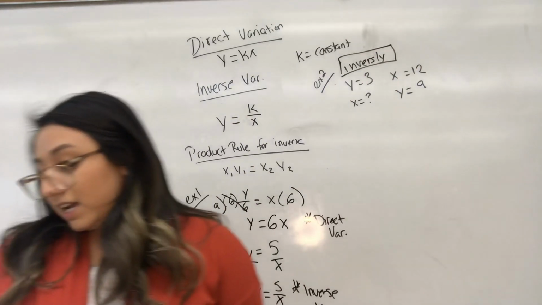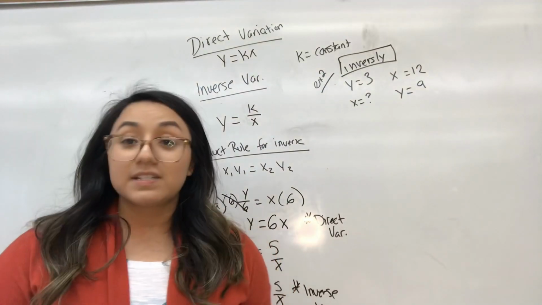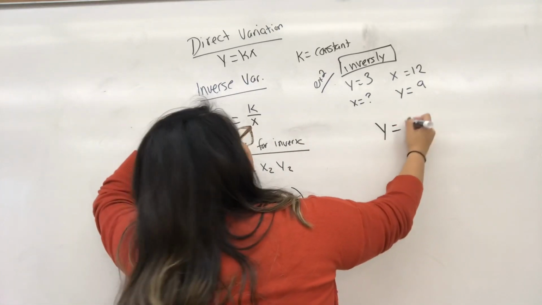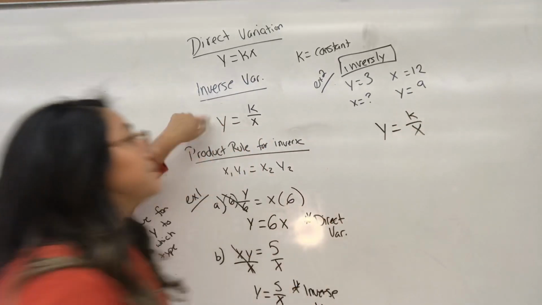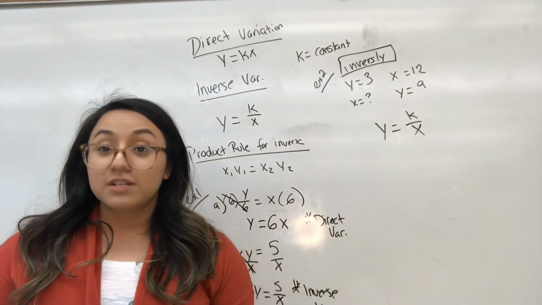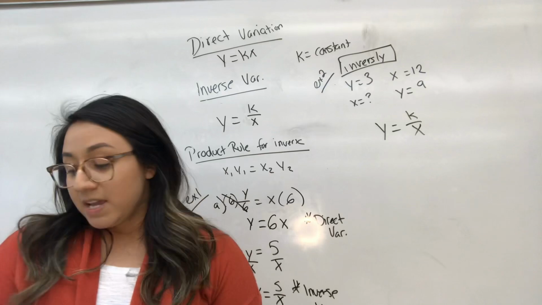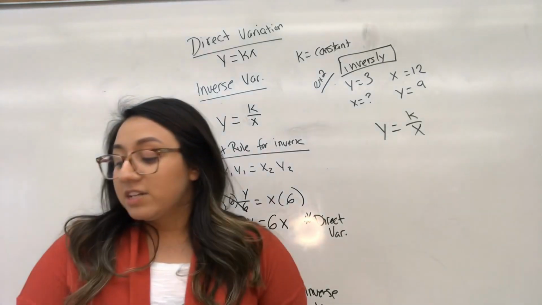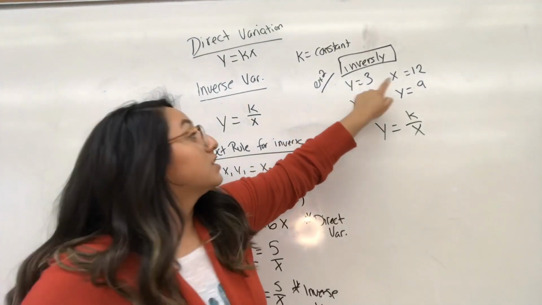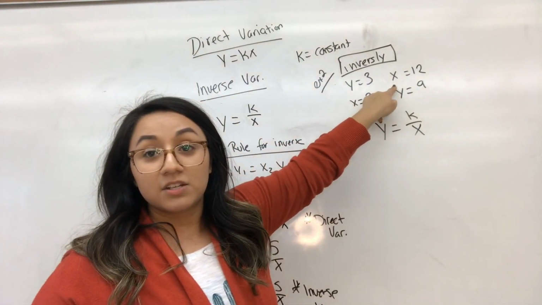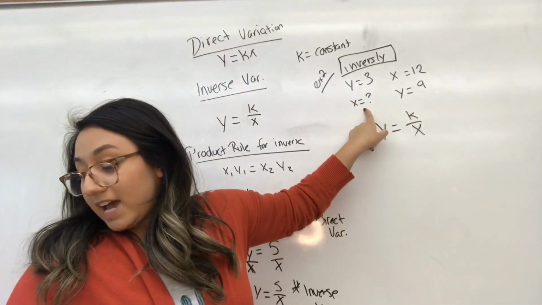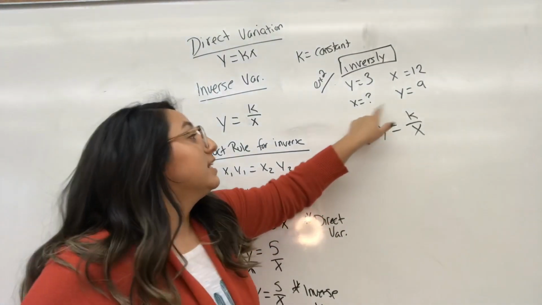So if y varies inversely as x, that means you're going to use the inverse variation equation. So again, keyword inversely. It's direct or it's inverse. Here it says if y varies inversely as x and y is equal to 3 when x is 12. So that's the first part. The second part is, what is x when y is 9?